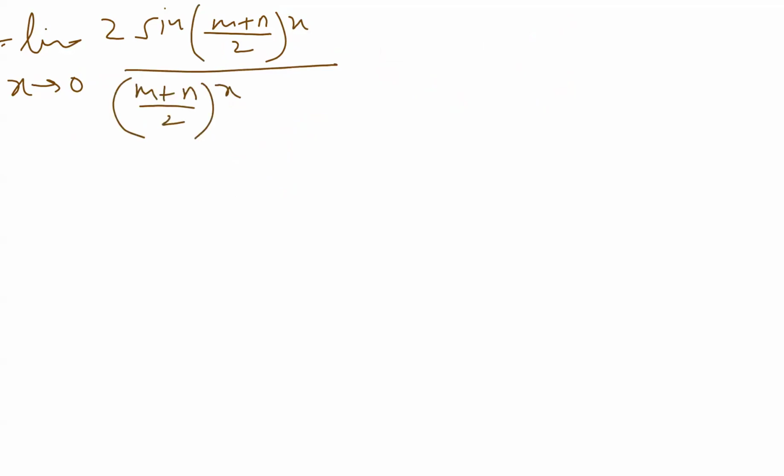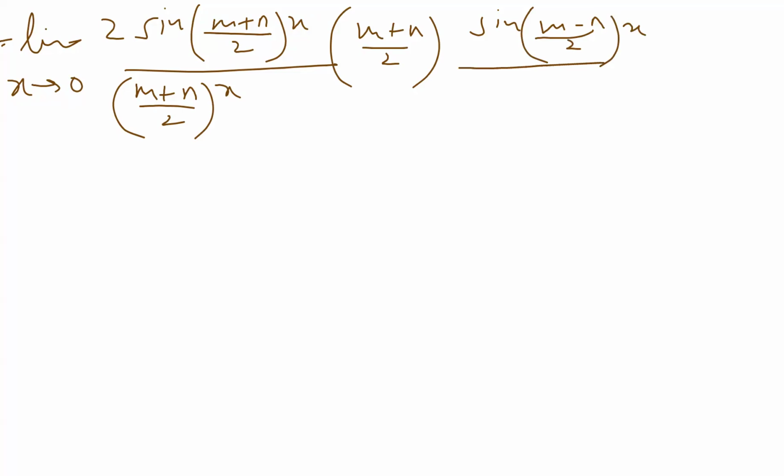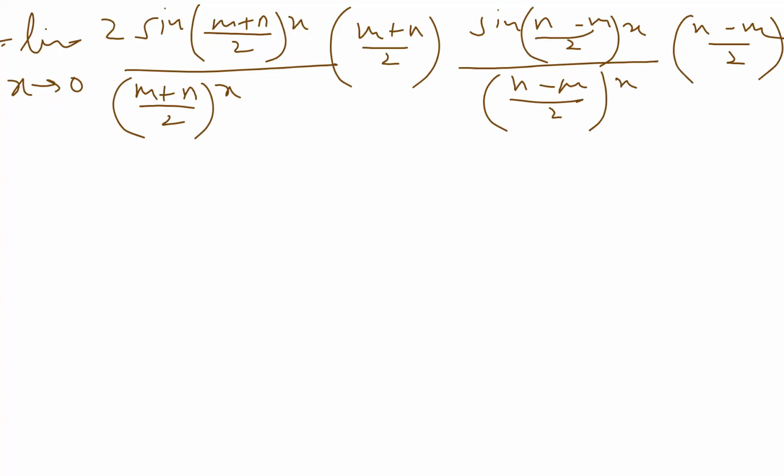Limit x approaching 0 to sine (m plus n by 2) into x. There is one x down, so multiply by m plus n by 2. To eliminate it, we have to multiply it over here. Now there is one more term: sine (m minus n by 2) into x. What's n minus m? Sorry, n minus m. So n minus m by 2 into x, and this is n minus m by 2.